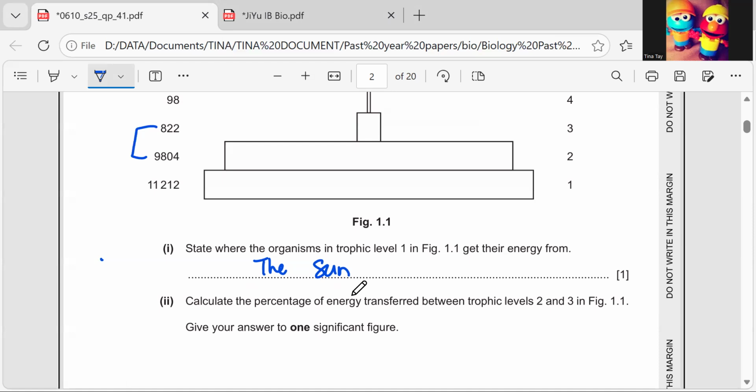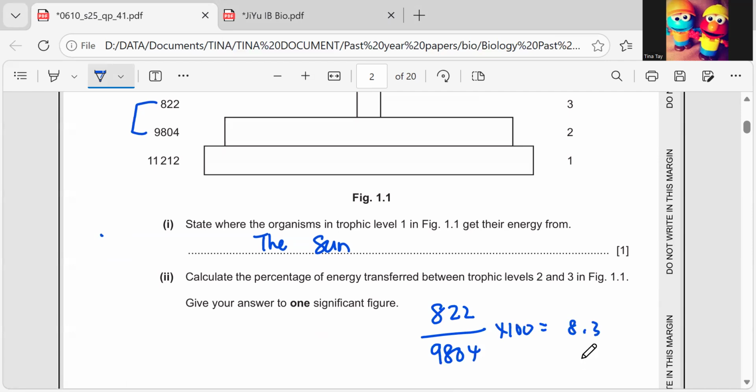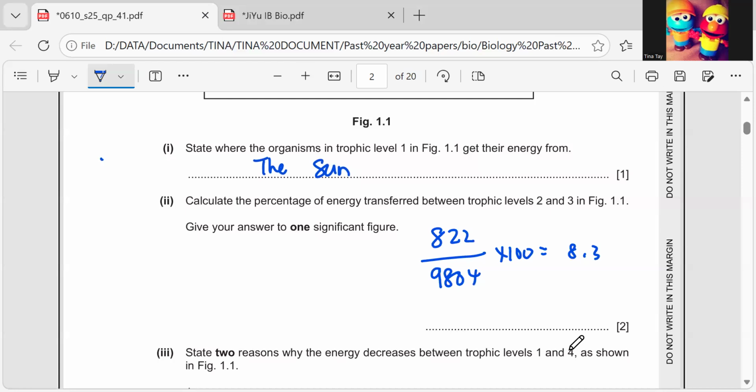No, it's percentage, 8, it's just 8 to 2 over. Right. It's just the change of energy. No. The question asks you for the percentage of it. Divide by 9804. Yeah. So for one significant figure, it's 822 over 9804 times 100. So you get 8.3, but they want one significant figure, so it's 8%. It's actually 8.4. Okay? Yeah.